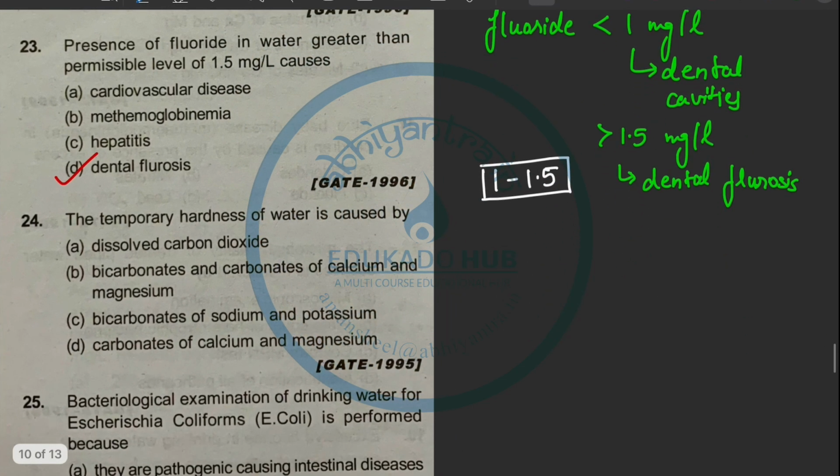Now next is 24. The temporary hardness of water is caused by, as we have already discussed, bicarbonates of calcium and magnesium. So we can take bicarbonates and carbonates of calcium and magnesium. Temporary hardness can be removed by the boiling process. By boiling we can remove bicarbonates and carbonates of the hardness.